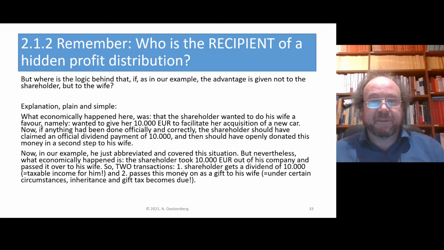Such a hidden profit distribution, which ends up in the hand not of the shareholder but of a related person, will be relevant for the inheritance tax. Okay.